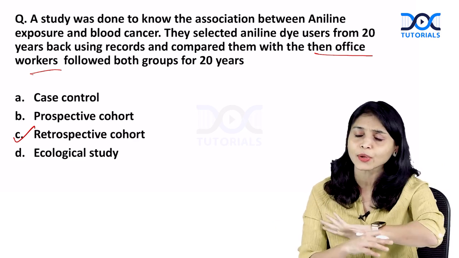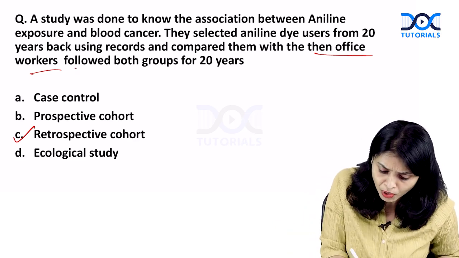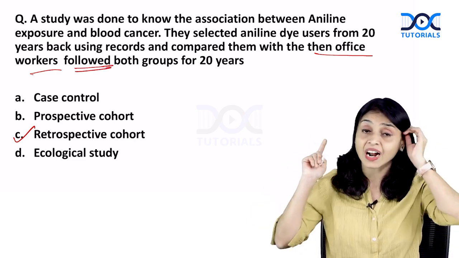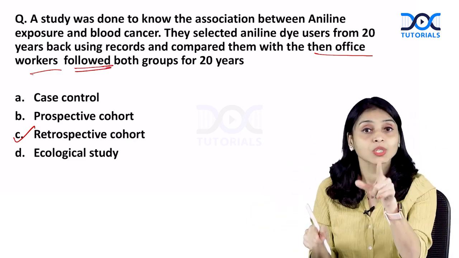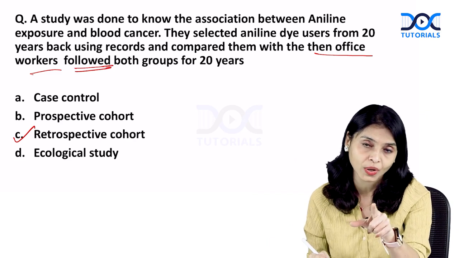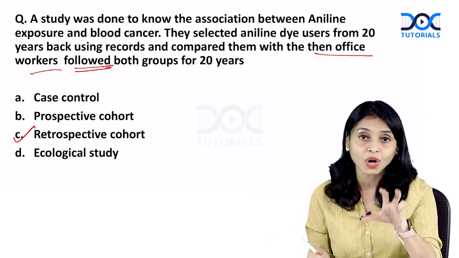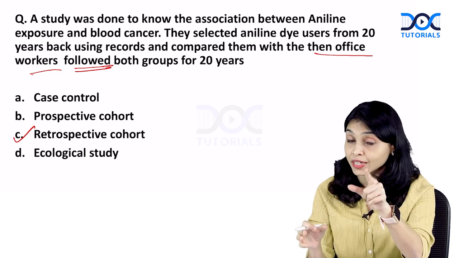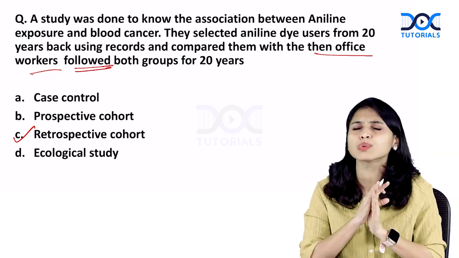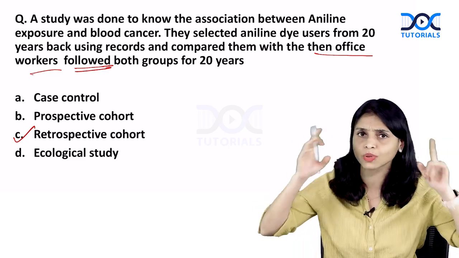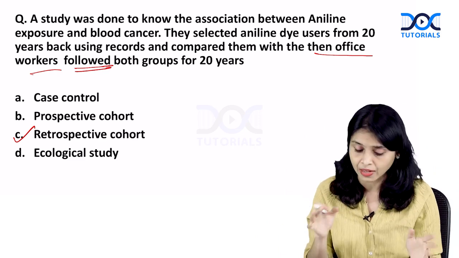But here, the scenario is completely different. See, follow up, follow up. From there, you're starting with exposed and non-exposed. So that makes it cohort. You are not starting with diseased and non-diseased. Instead, you are starting with the exposed and non-exposed. So clear. Nothing to think. It's very, very clear, very evident.